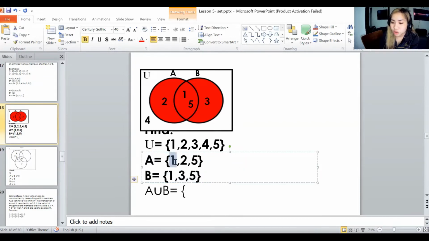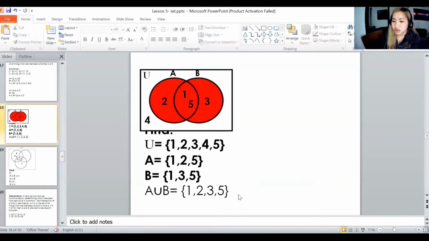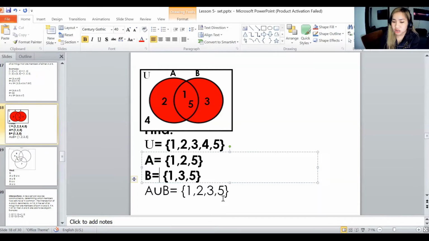Nakita nyo po na dalawa yung 1 natin, pero again, 1 lang siyang ilalagay. We have 2. Next sa 1 is 2. Meron po ba tayong 3? Meron po tayong 3. May 4 po ba tayo sa A at saka B? Wala pong 4, kaya next na po tayo sa 5. So, ang final answer natin kapag hinanap natin yung union ni A tsaka B is 1, 2, 3, tsaka 5.